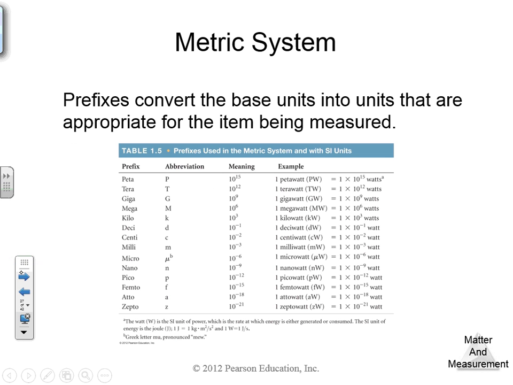So when we use prefixes as well, instead of just saying I have a 1 followed by 9 zeros meters, I'm going to say that is a gigameter, or a billion meters is a gigameter. Now, it'll be good to know giga down through pico. And pico is to the 1 trillionth. So giga, mega, kilo.